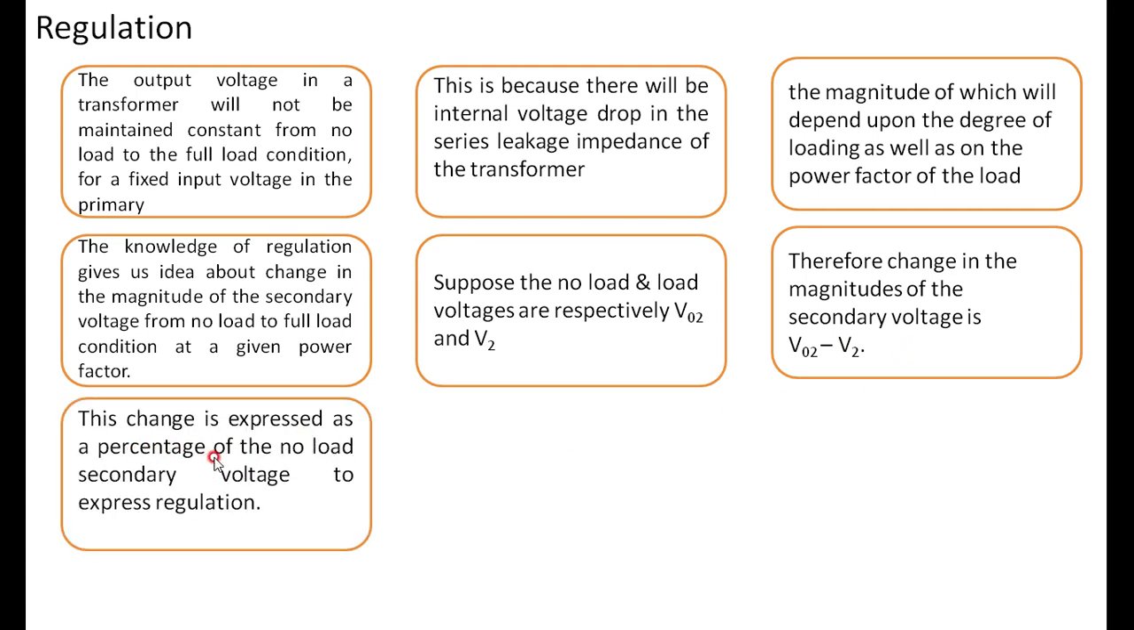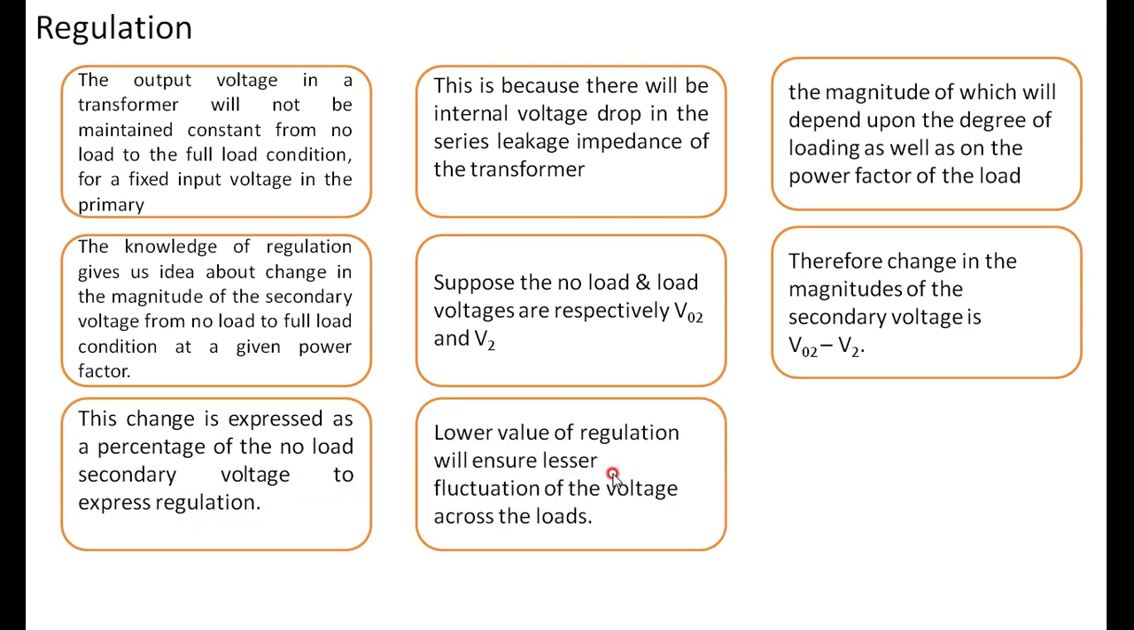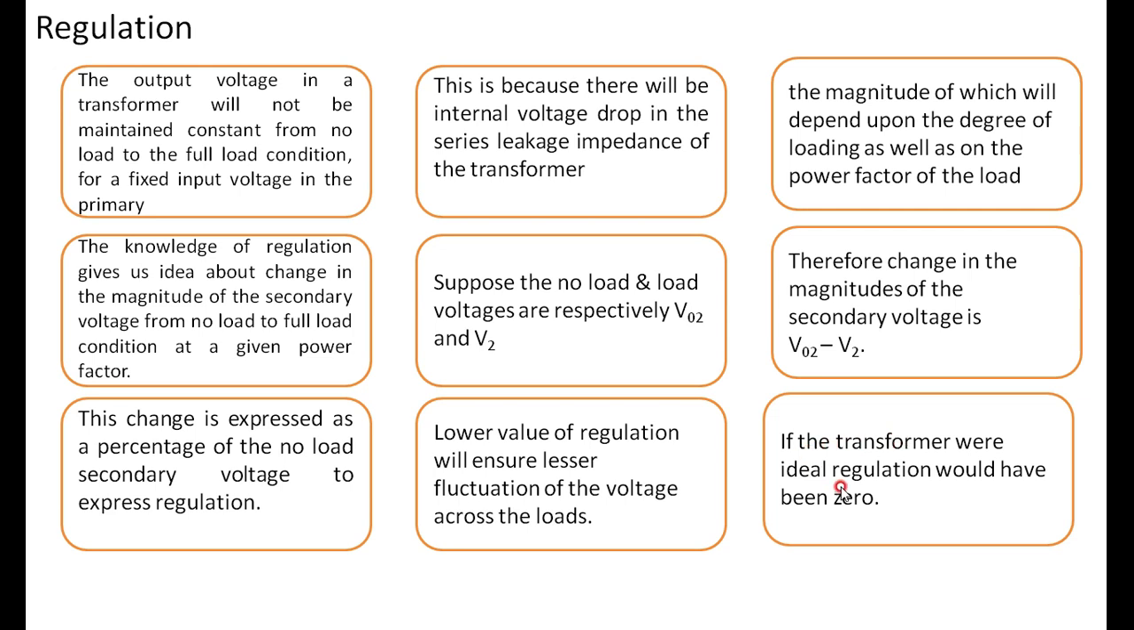This change is expressed as a percentage with respect to the rated terminal voltage across the secondary of the transformer, that is V2. This change is expressed as a percentage of the no load secondary voltage or the load voltage to express the regulation. Usually, a lower value of regulation will ensure lesser fluctuation. If the difference between VO2 and V2 is less, it means the drop in the transformer is less, therefore it has better performance, and we get an almost constant voltage. If the transformer is ideal, we don't have any voltage drop, and we get VO2 equal to V2.